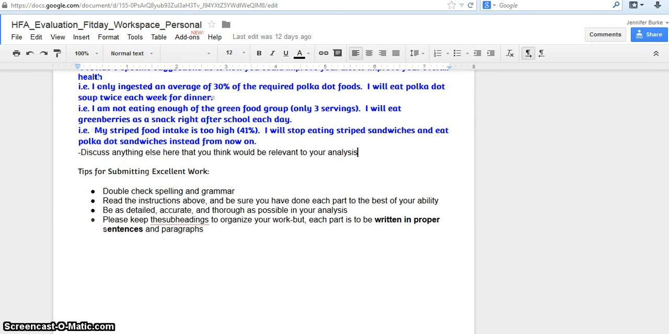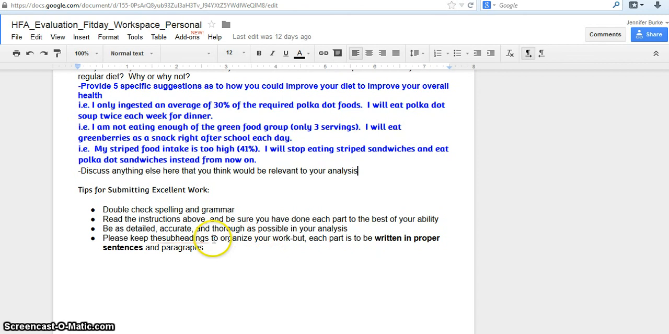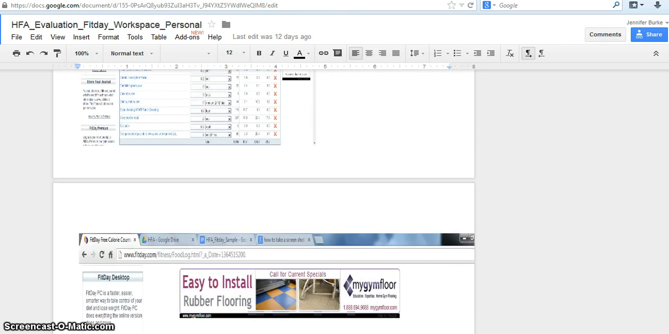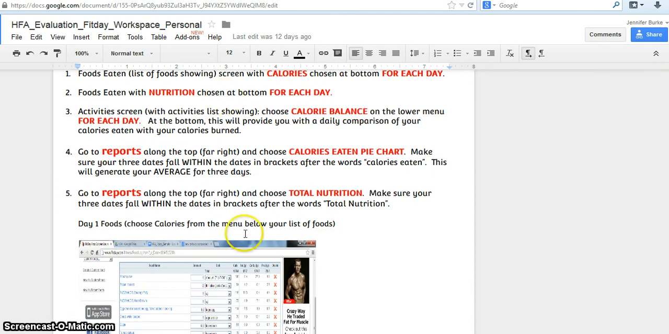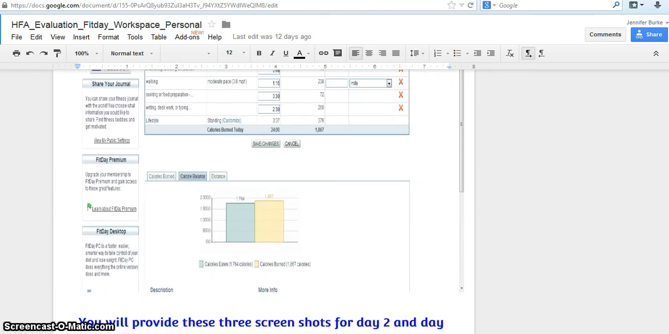Then make sure you follow this advice, double check all your spelling and grammar, make sure you've read the instructions, make sure you look at the rubric. There are a lot of marks on the line for this assignment, and midterm marks are coming up. So make sure that you read everything carefully and that you follow the advice in this video.